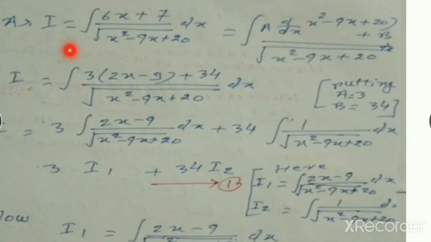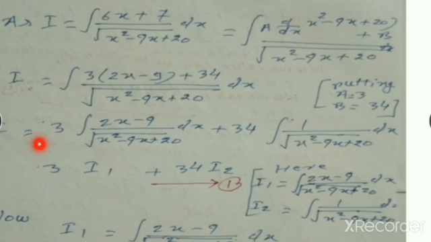As I is equal to integration of (6x plus 7) whole upon root of (x square minus 9x plus 20), this is the question. This can be written as integration of numerator a d/dx of (x square minus 9x plus 20) plus b, upon the denominator as it is. Now I is equal to integration of the value of a, which is 3, d/dx of (x square minus 9x plus 20), which is 2x minus 9, plus the value of b, which is 34, upon the denominator as it is.